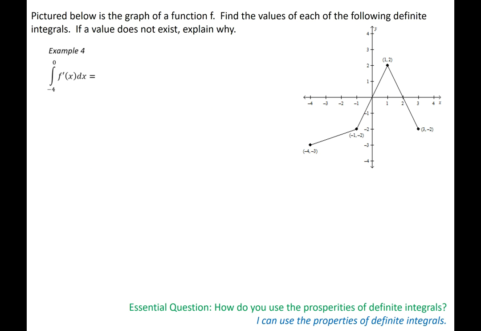All right, this is a little bit different. This one is saying that I'm going to integrate f prime, so that means I would get back to f of x. But there's a catch on this. If a value does not exist, we have to explain why. This is actually the graph of f, and if I look at trying to take the derivative of that, remember, there's places I can't have a derivative. If I have a corner or a cusp or an oscillation or a jump, I can't have a derivative. Well, there's a corner right here in the middle, which is in our interval from -4 to 0. So I cannot actually integrate that because the value doesn't exist.